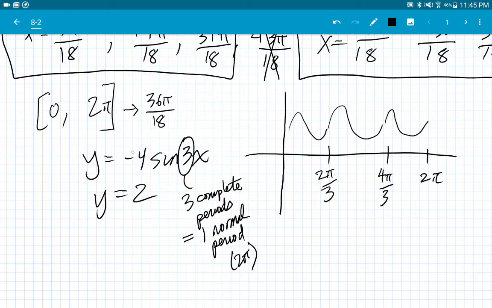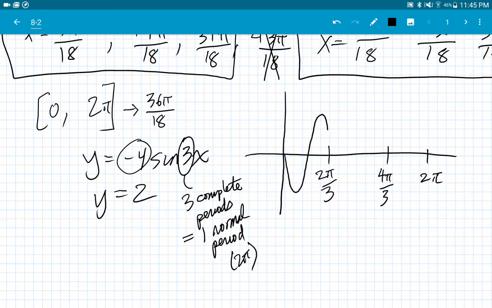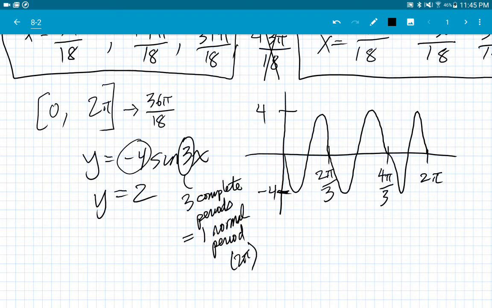What I also notice is that my amplitude, or the a value rather, is -4. So my sine graph actually gets reversed. So instead of going this way, I should be going in the reverse direction, like this. So there's 1 period, 2 periods, 3 periods. And I know that since the a value is -4, I'll have -4 here, and 4 at the top for the max and min. So I have 3 complete sine periods in 1 normal period of 2 pi.